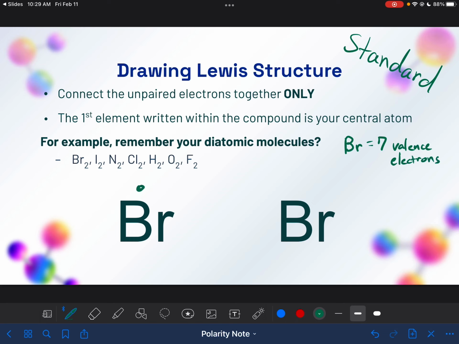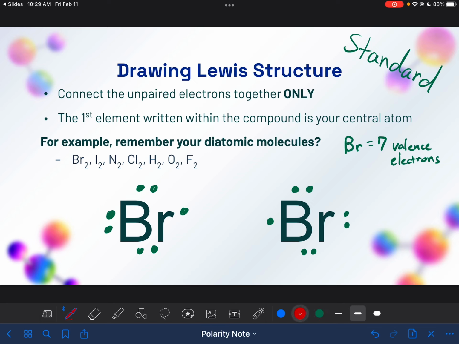So we have 1, 2, 3, 4, 5, 6, and 7. There is a reason why I'm drawing it in this format, but if you want to try out the other way, that is fine too. This bromine has 1, 2, 3, 4, 5, 6, 7. So once you get a concept of having 1 dot on each side, you can start out drawing 2 dots on each side first, which is totally fine too. But just make sure that each side has at least 1 dot. Okay?